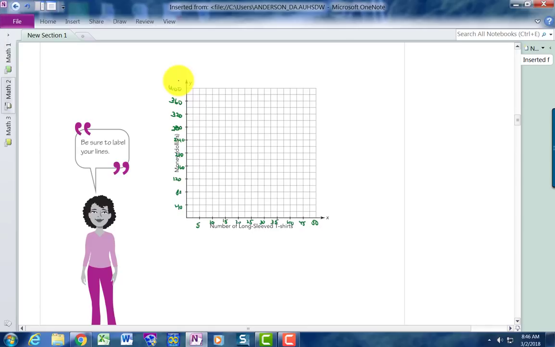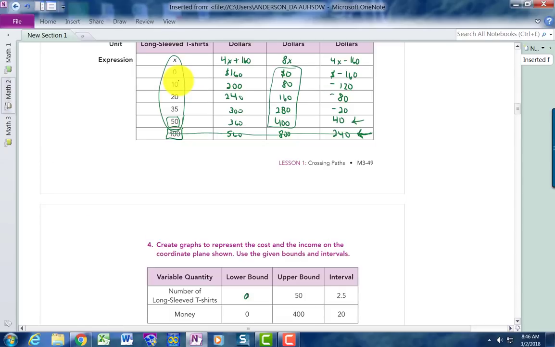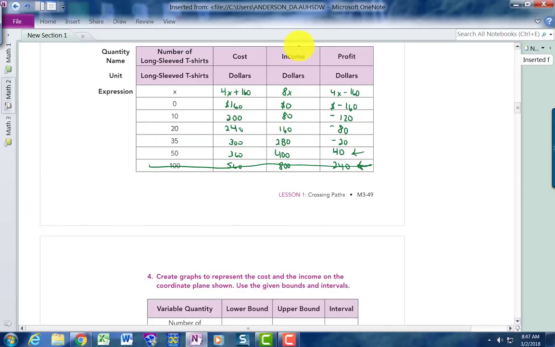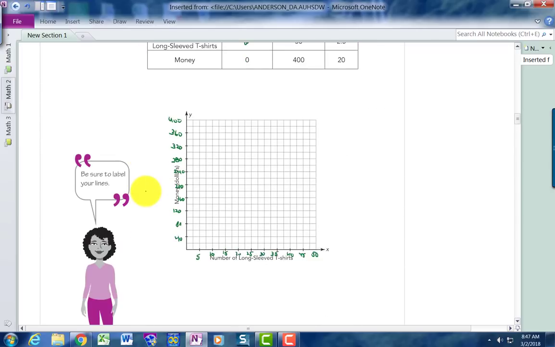So we can actually go through and graph our values now. Let's go back to our T-chart here. Remember, we're not going to do this bottom one here. We're going to do the cost and the income column. So if I do the first ordered pair, let's do the cost function here. I'd have 0, 160. 0 shirts, I make 160 bucks. I put a point right here.